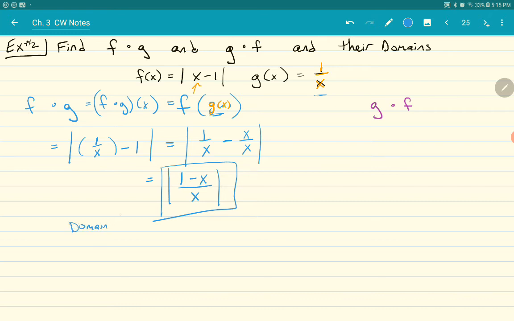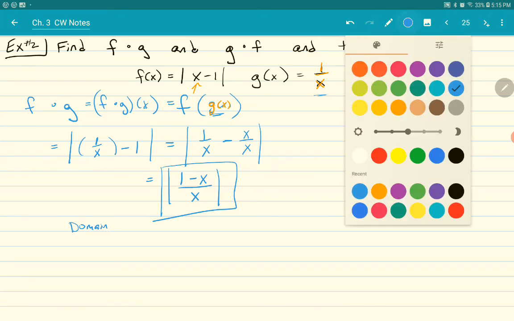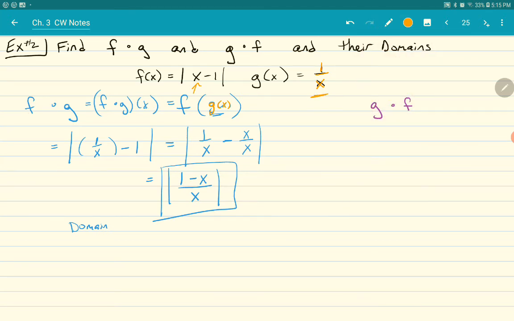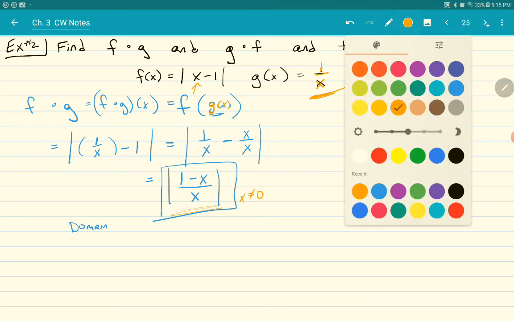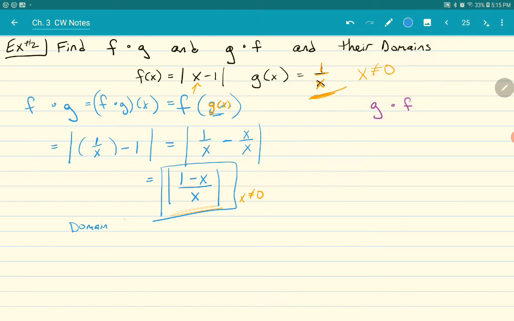And my domain restriction. So again, I have to look at the inside function, which is the g of x. So the domain restriction here is that x cannot be 0, and also the final result has the same restriction of x not being equal to 0. So my domain is everything but 0, so negative infinity to 0 without including 0, and all the way back up to infinity.